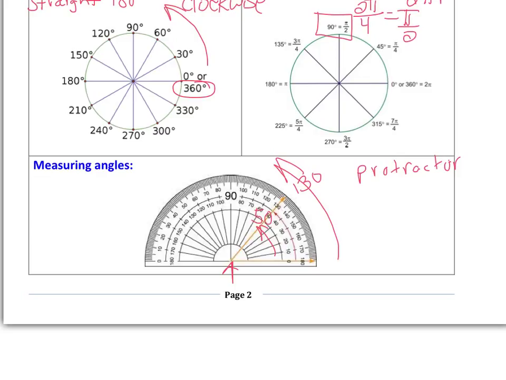So this angle here, I'm going to mark it in blue, this angle here is 50 degrees, and the 130 refers to this angle over here. And so you can measure the 2 angles that form a straight line all at once.